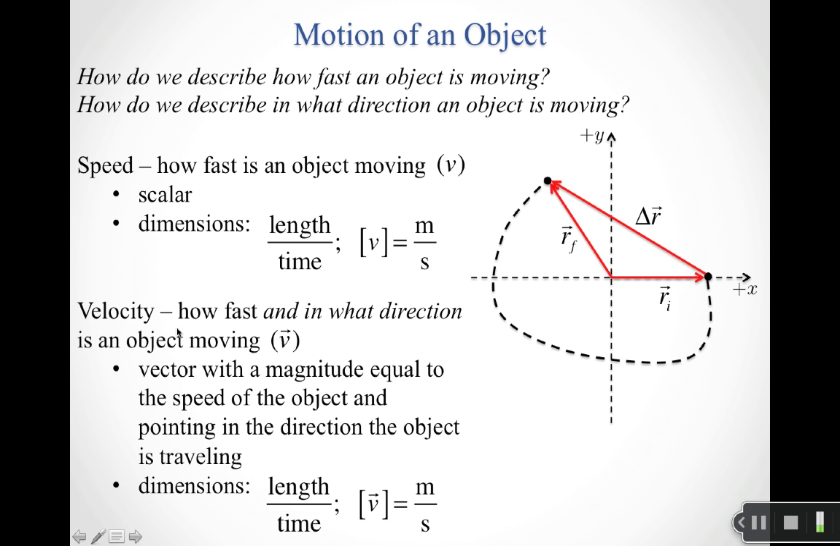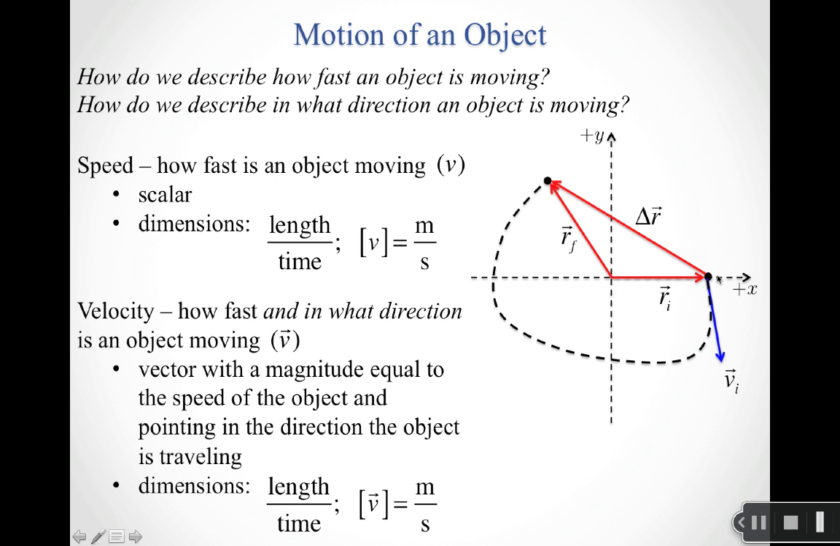Velocity is how fast and in what direction an object is moving. So notice here we don't have a vector symbol. Speed's a scalar. Here we do have a vector symbol. So the velocity at any instant in time is the vector whose magnitude is equal to the speed of the object and points in the direction that the object is traveling.